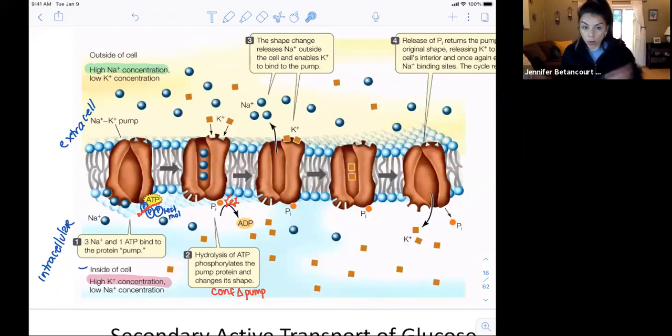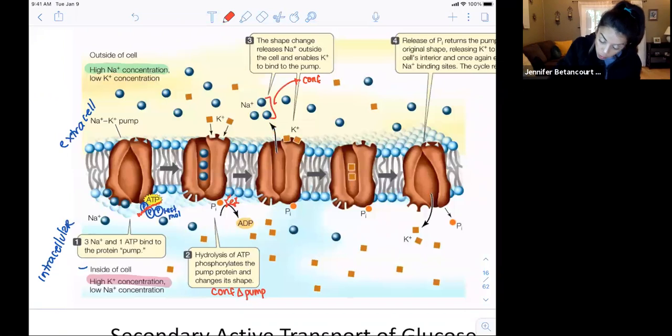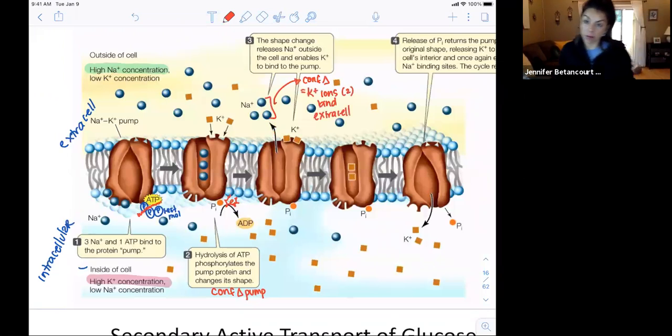Again, it's a polar pore. And so in doing that, when the ions enter here, they are going to be released. So here they are being released into the extracellular region, and releasing that now induces another conformational change. So these guys right here being released induce another conformational change. This conformational change allows potassium ions to bind, but there's two of them. They bind on the extracellular portion of the pump, right?